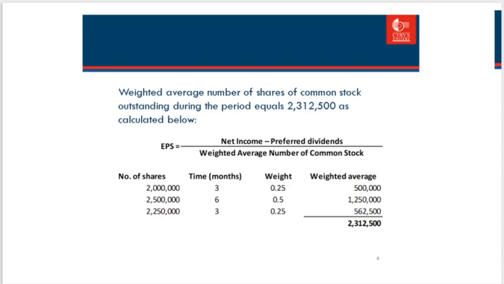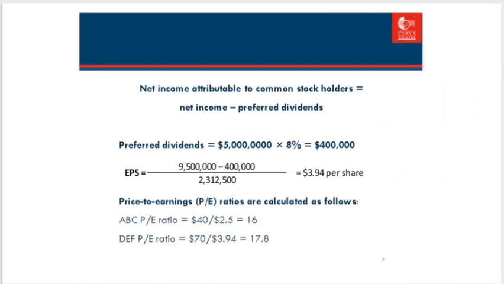Weighted average number of shares of common stock outstanding during the period equals 2,312,500 as calculated below. Net income attributable to common stockholders equals net income minus preferred dividends. Preferred dividends equals $5 million times 8% equals $400,000.